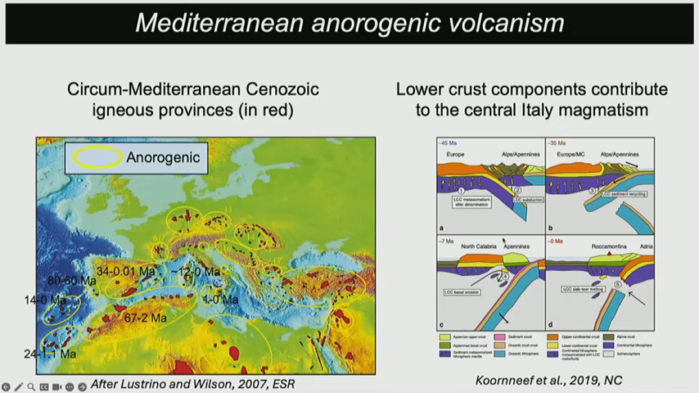The other thing is that it looks like some of these anorogenic magmatic products, like those here in Western Italy, have compositionally the smell of some continental component which appears to have been subducted together with the Ionian slab. So how to explain this anorogenic volcanism?